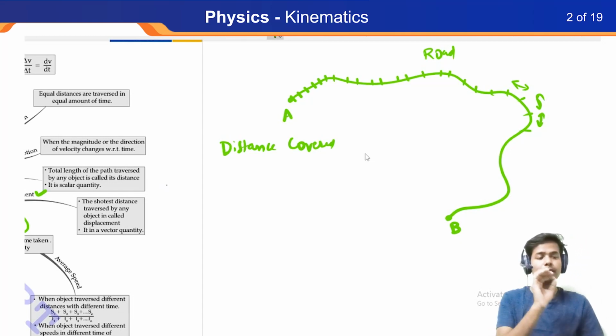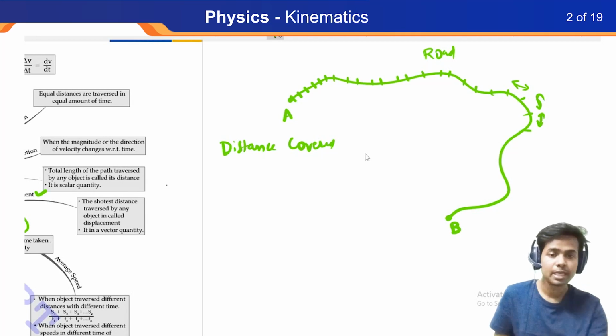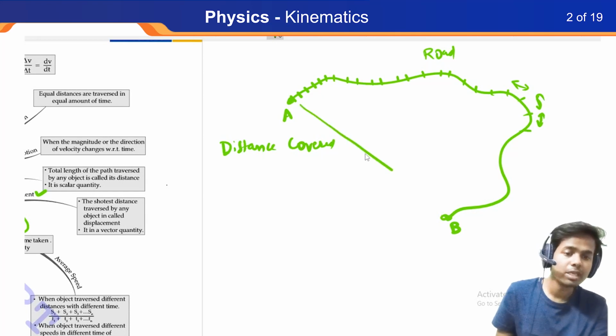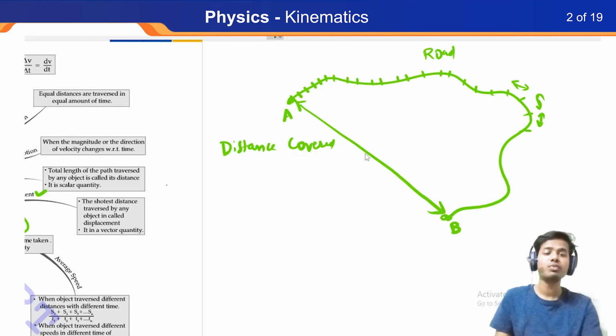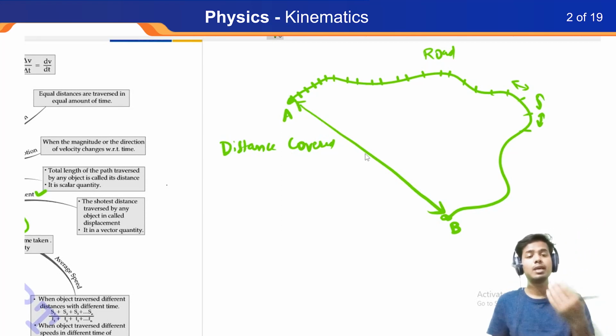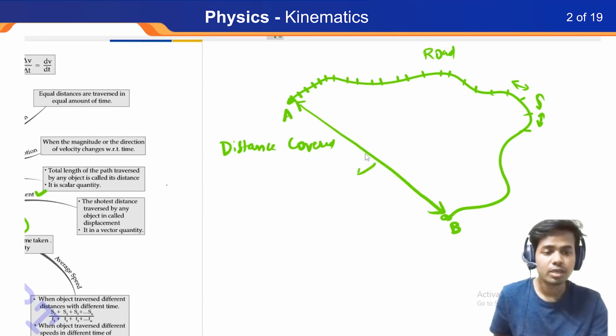But what is the displacement? Displacement means dis plus placement. Means how much have you been removed from your original position, or what is the measurement of the length. This was the original position and this is the final position. So this should be the measurement of the quantity from which you are measuring the change in position, right? So this is called displacement.